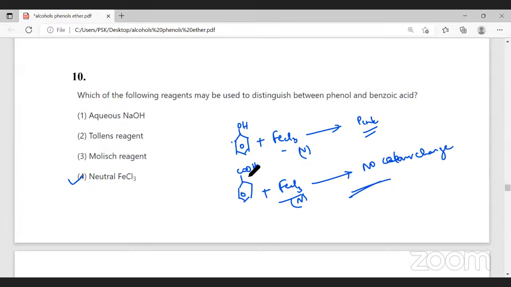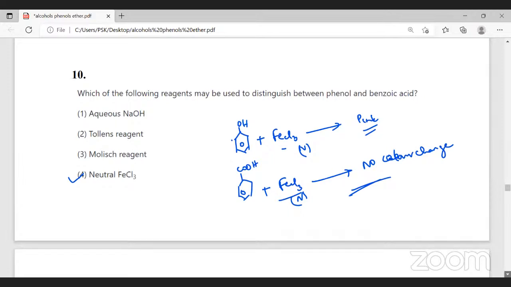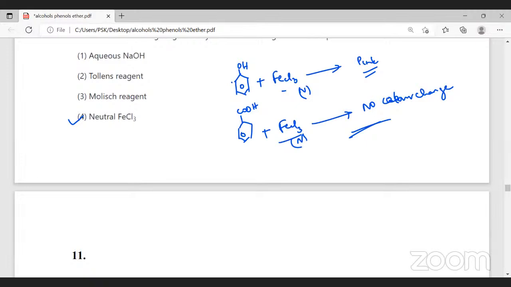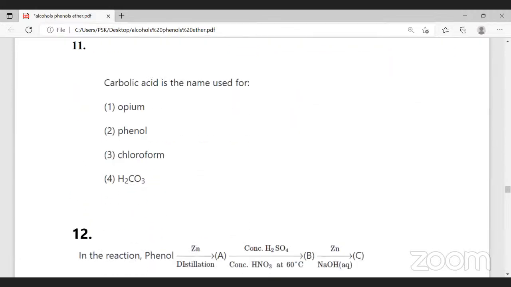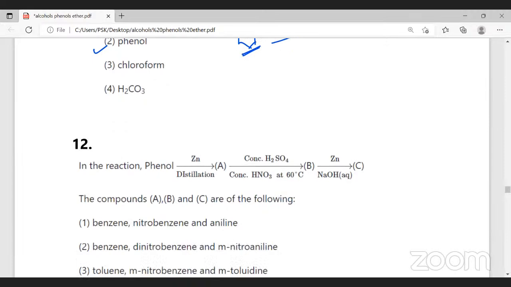Maybe you would have done the salt analysis, not the salt, the compound analysis. Organic compound analysis is not there for you in 12th standard. In the laboratory, we distinguish between phenol and benzoic acid by the test called the neutral ferric chloride test. Both belong to the same group. Now, carbolic acid is a name used for phenol. The simplest phenol, C6H5OH, is also called carbolic acid. The answer for this question is option 2, phenol. The next question, are you following?